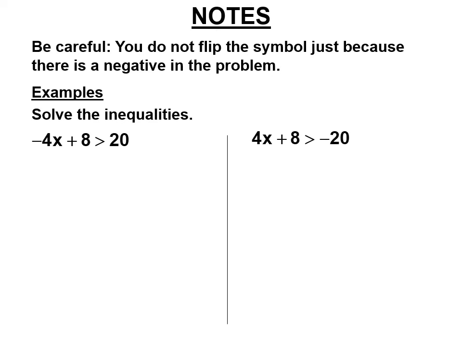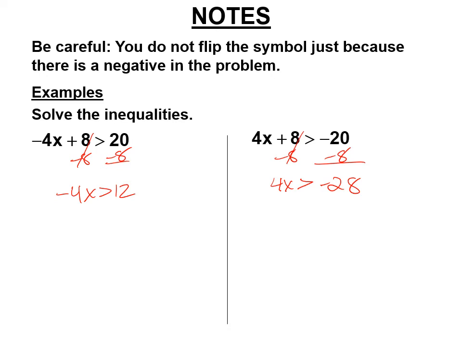So let's look at those two problems. One of them, we're going to have to flip the symbol, and one we're not going to have to flip the symbol. How can we tell? Let's see the one on the left. We're going to subtract 8 from both sides, and we have -4x is greater than 12. Over here, we're going to subtract 8 from both sides. We have positive 4x is greater than -28.